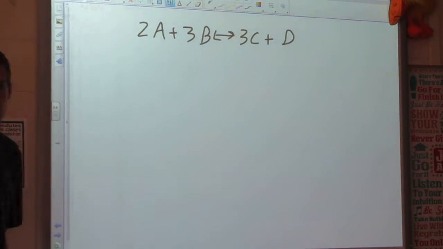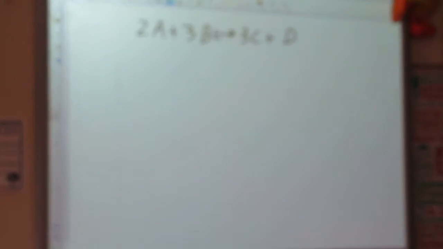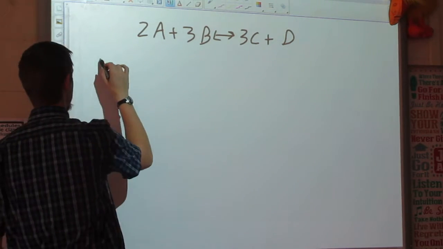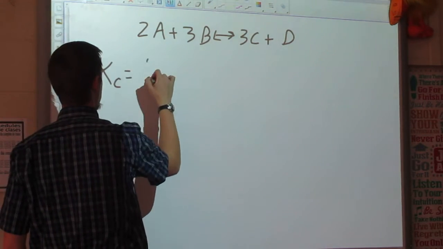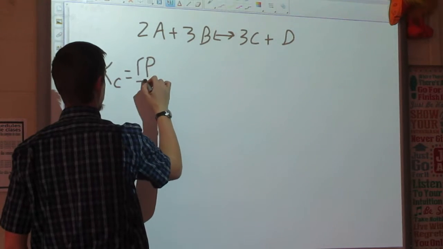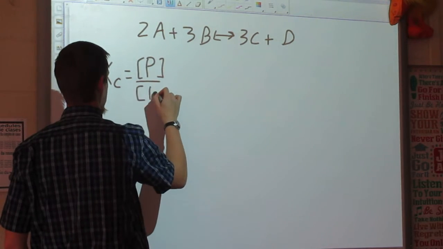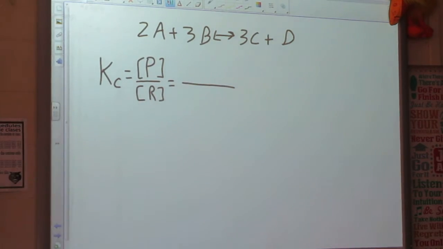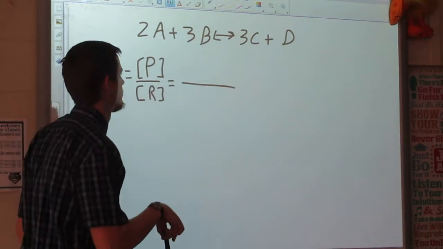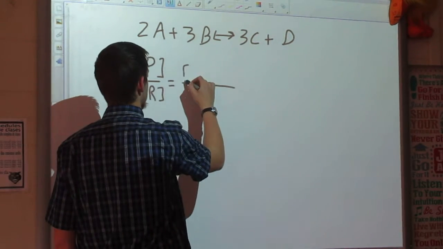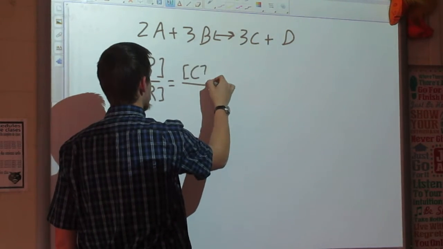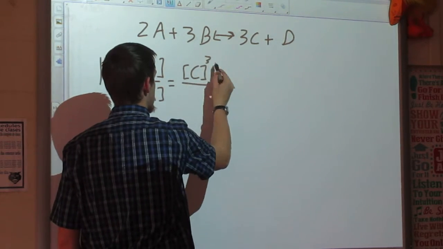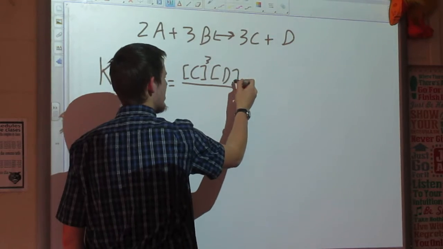So, to first talk about equilibrium, we must first talk about how to set up the equations to begin with. So, it's always products over reactants. And in this case, Mariah, what's going to be one of our products? 3C. Okay, so we got C, and what do I do with that 3? Exponent. Exponent, good. And then D, how many?